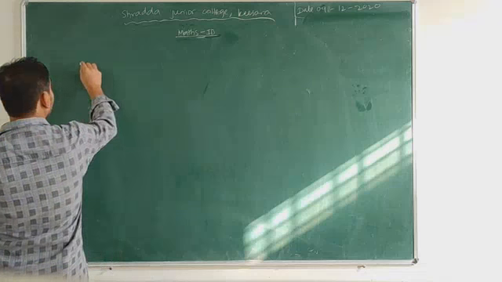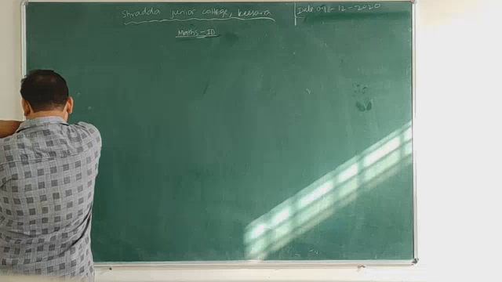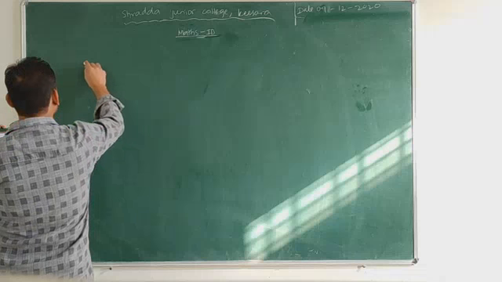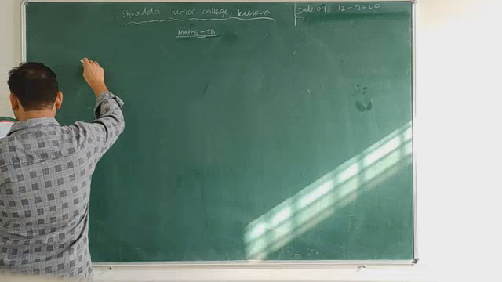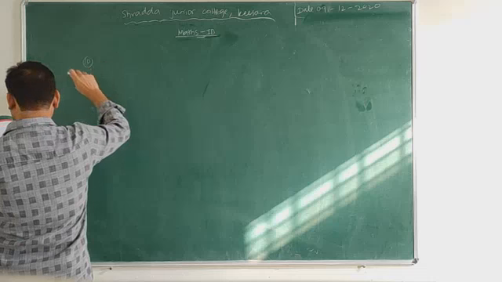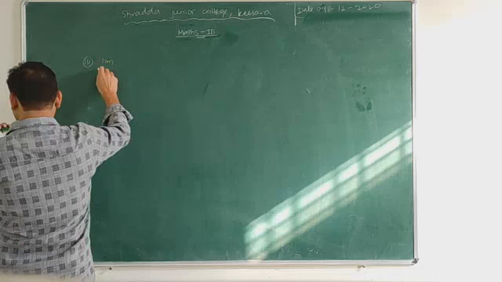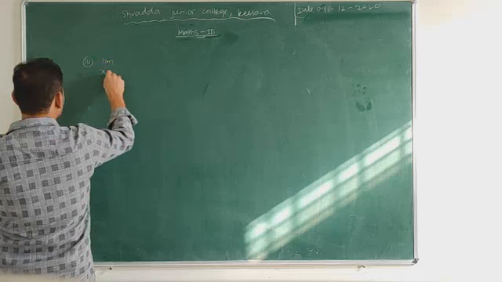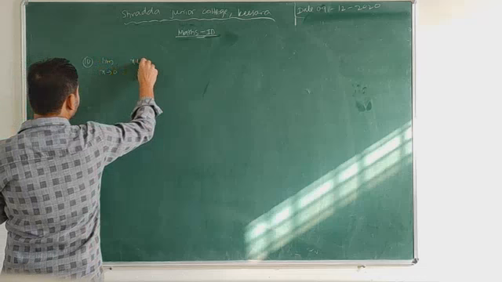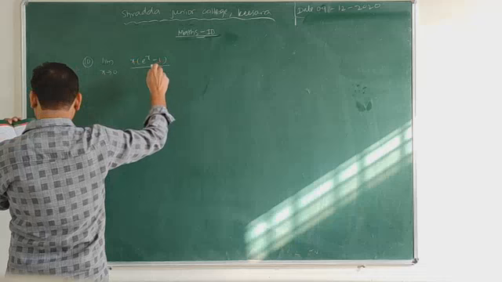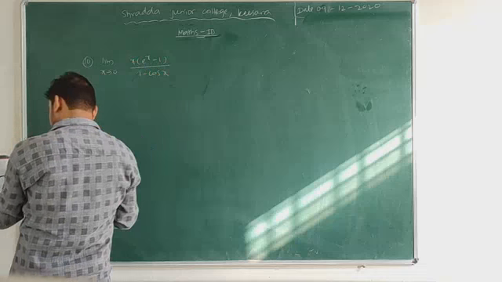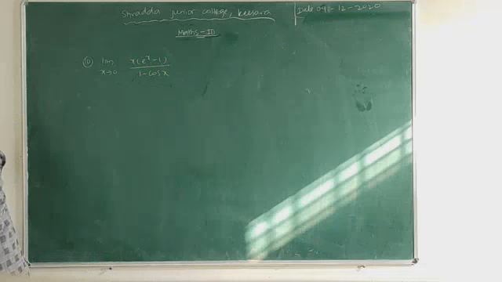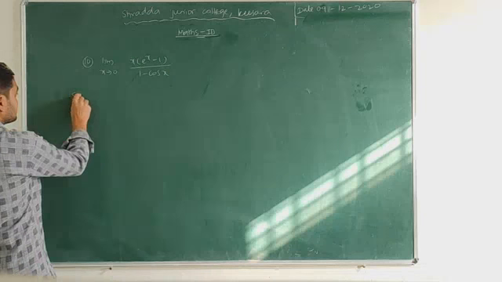Problem number 10 is over, that is problem number 10. What is that? Limit x tends to 0, x into e power x minus 1 by 1 minus cos x. See the solution here.